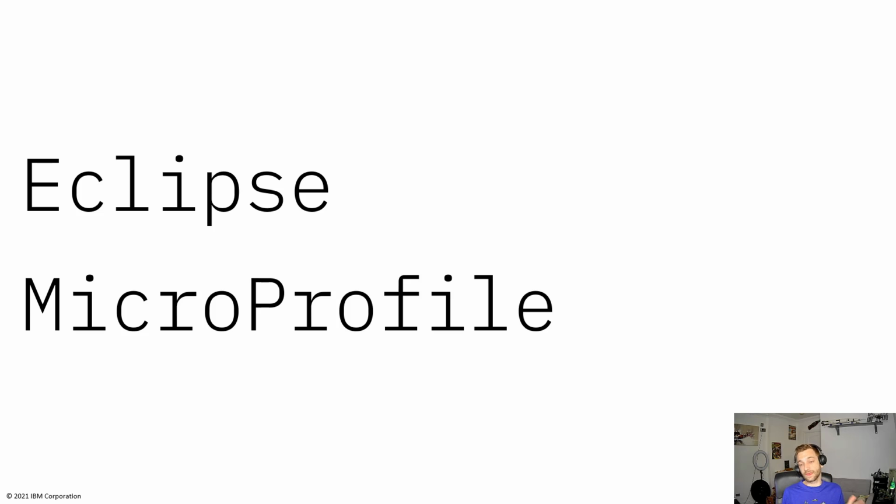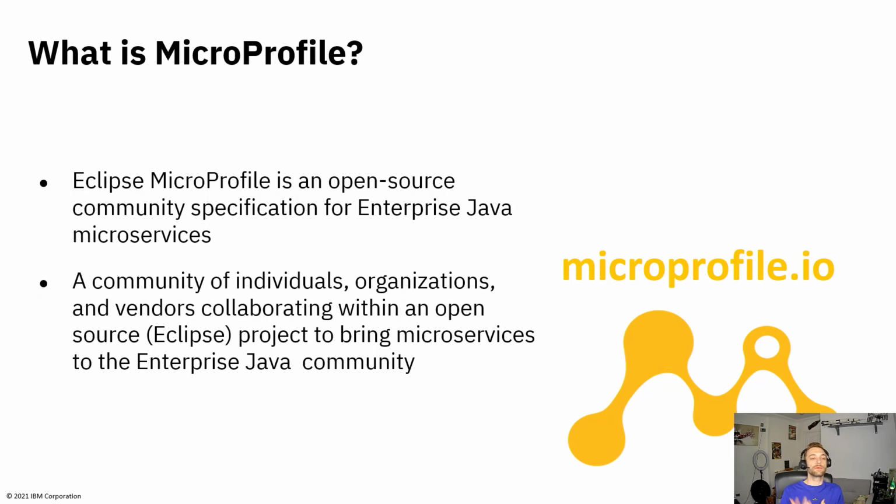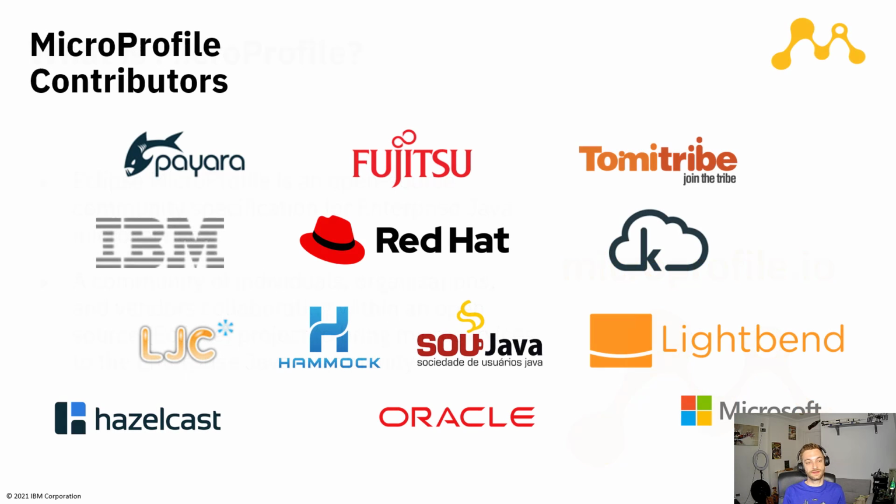Eclipse MicroProfile. Some of the specifications we're using are shared between Eclipse MicroProfile and Jakarta EE. But Eclipse MicroProfile came around to solve a problem, which was to have an open source, community-driven specification for enterprise Java microservices. A big community of contributors, organizations and individuals came together to drive this project, to create a specification that's really lightweight and has all the functionality we expect to create microservices in this day and age. These are the different MicroProfile contributors, and without them, again, we wouldn't have MicroProfile.